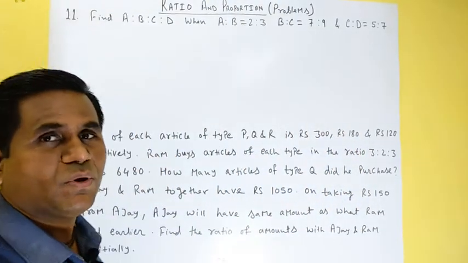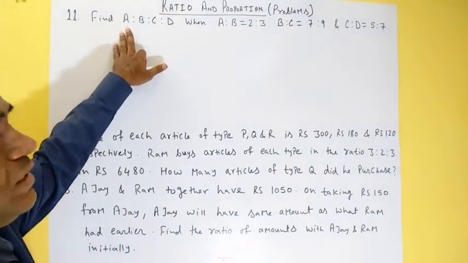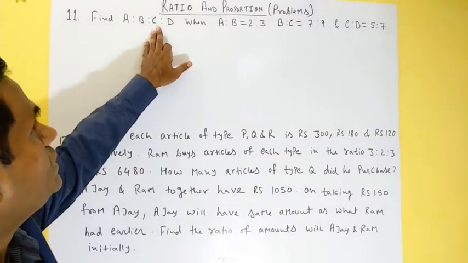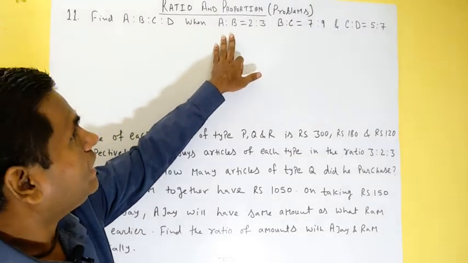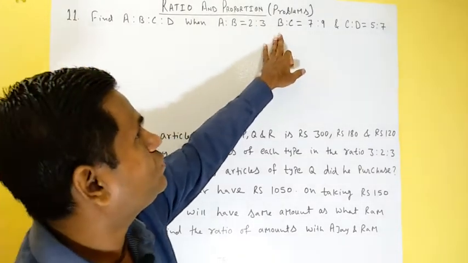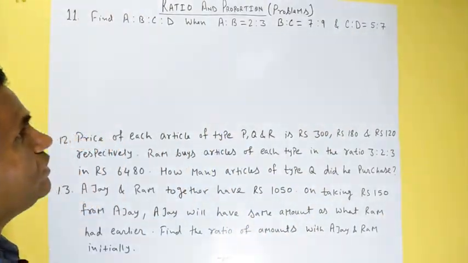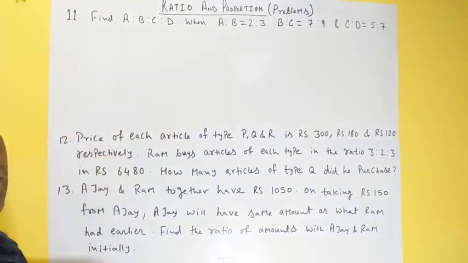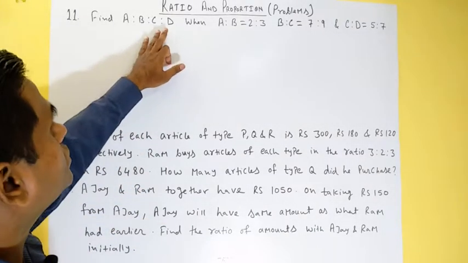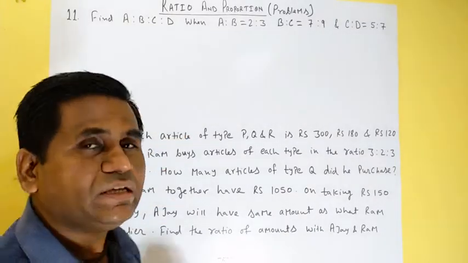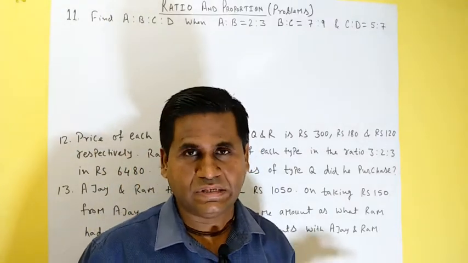So our first problem for today is: find A is to B is to C is to D, when A is to B is given, B is to C is also given, and C is to D is also given as 5 is to 7. So how can we find the ratio A is to B is to C is to D? There is a very easy method, friends. I'm going to tell it now.